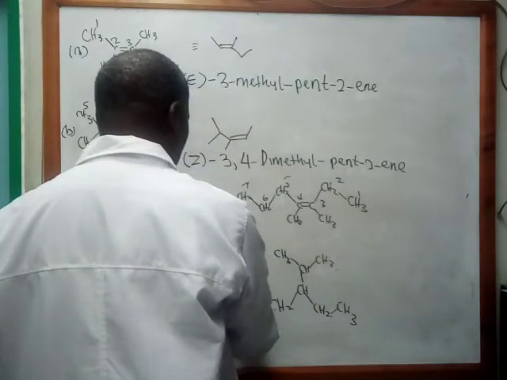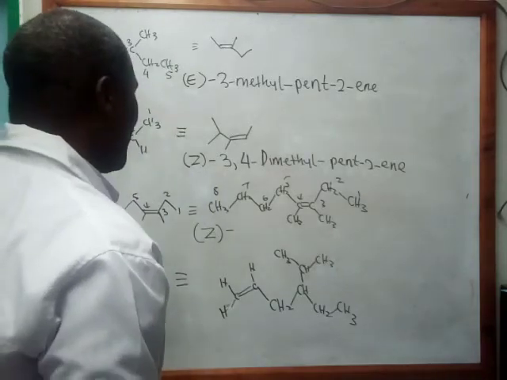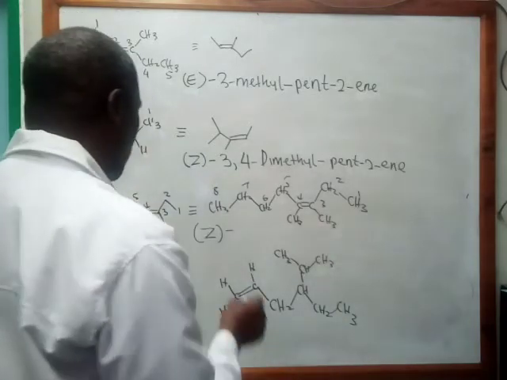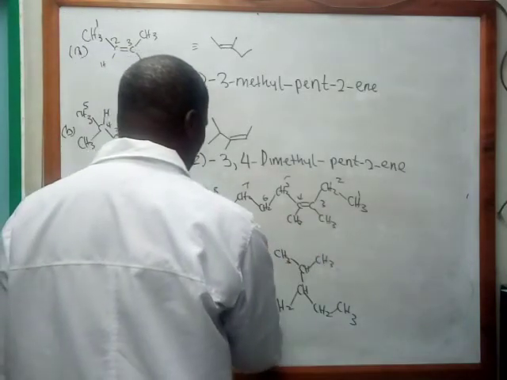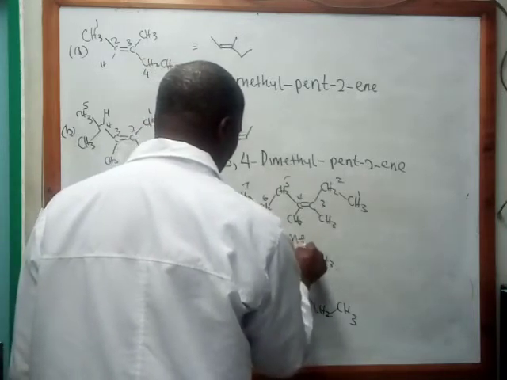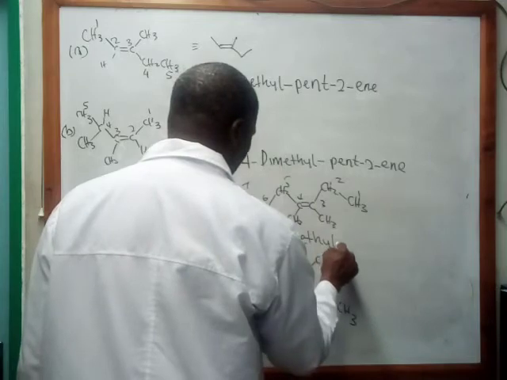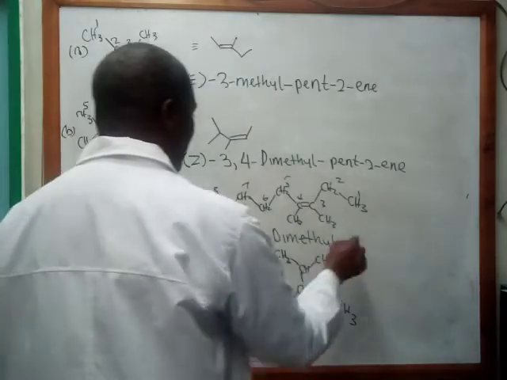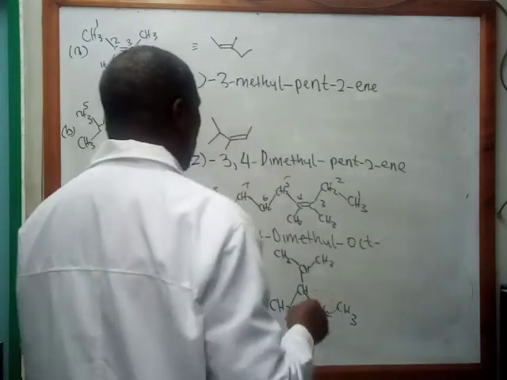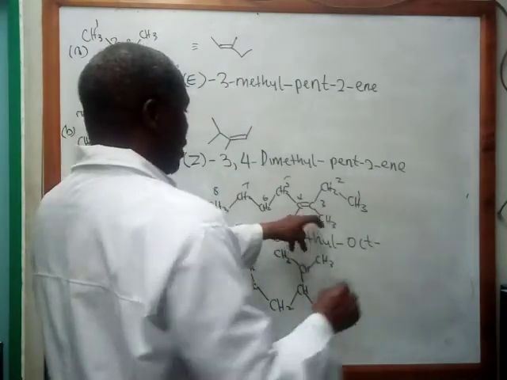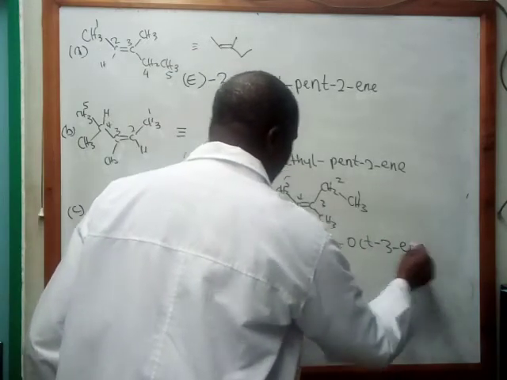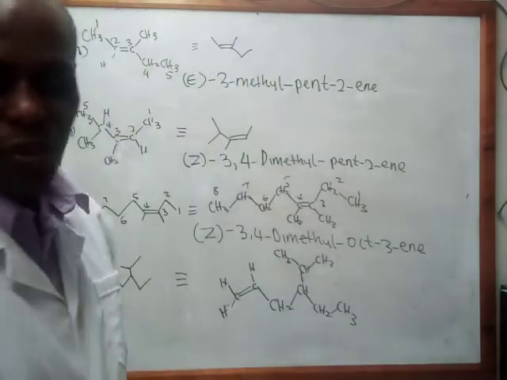I'm going to put Z, and then you go to the substituent. How many substituents? I've got 2 methyl groups. So I'm going to put the methyl groups on carbon number 3 and carbon number 4, and then I put dimethyl, and then I put a dash, and then I say the name of the alkene is oct. It's supposed to be octane, but it has a double bond on carbon number 3. So I'm going to put 3, and then I put what? ENE. So it is an octane, but it has a double bond on carbon number 3.